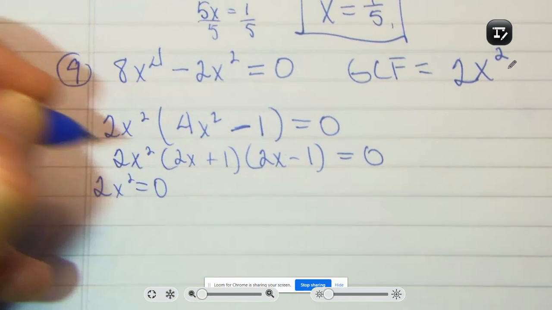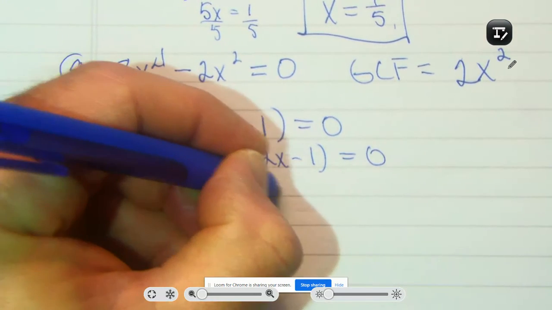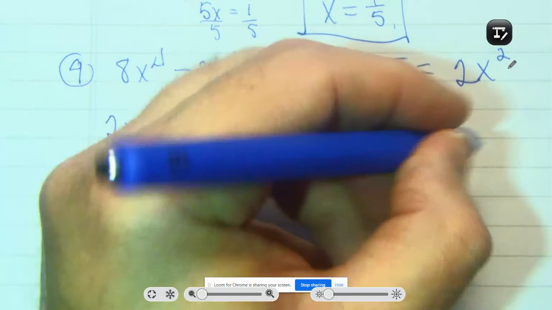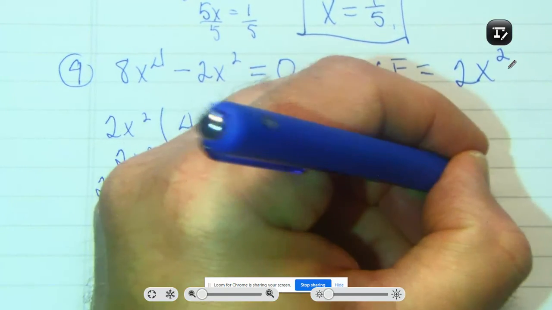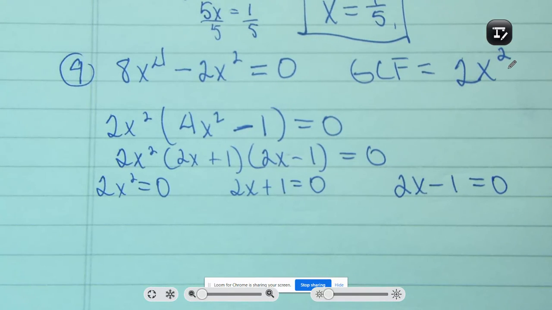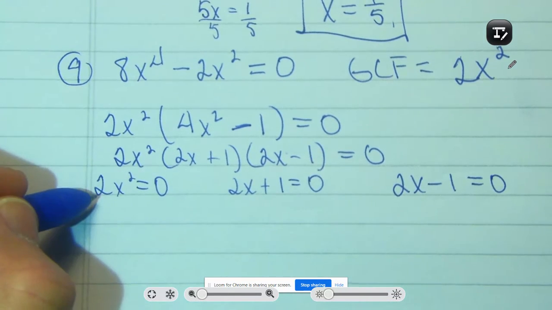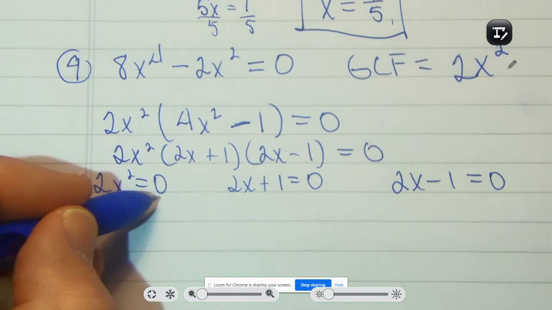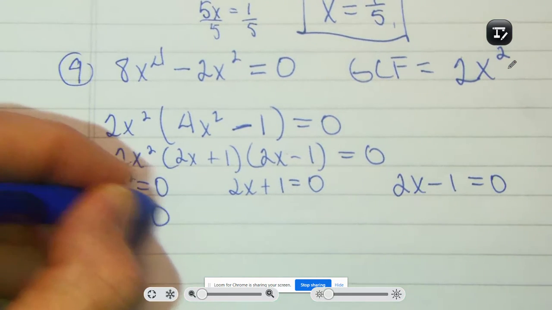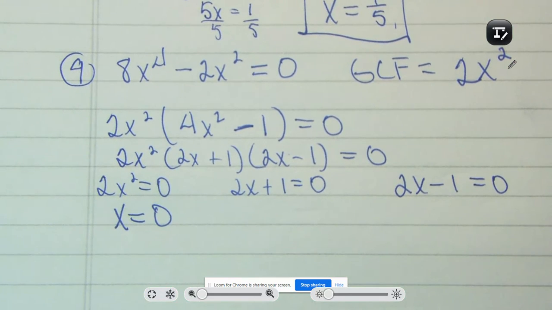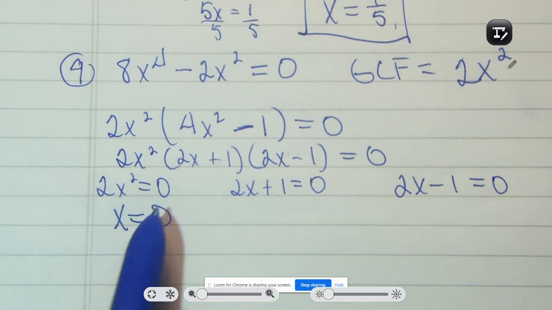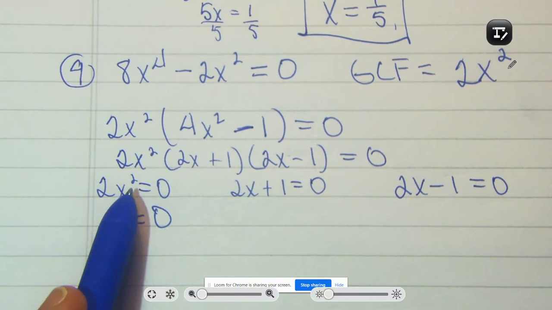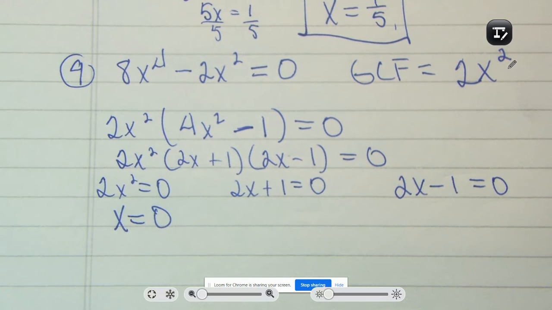2x squared equals 0. 2x plus 1 equals 0. And 2x minus 1 equals 0. Well, for this first one, if I divide both sides by 2, 0 divided by 2 is 0. And so what times what gives me 0? Well, x has to be 0 there. Anytime I multiply and get 0, x has got to be 0. Well, that's a zero product property. I can't multiply 2 times anything and get 0 unless the thing I'm looking for is 0.